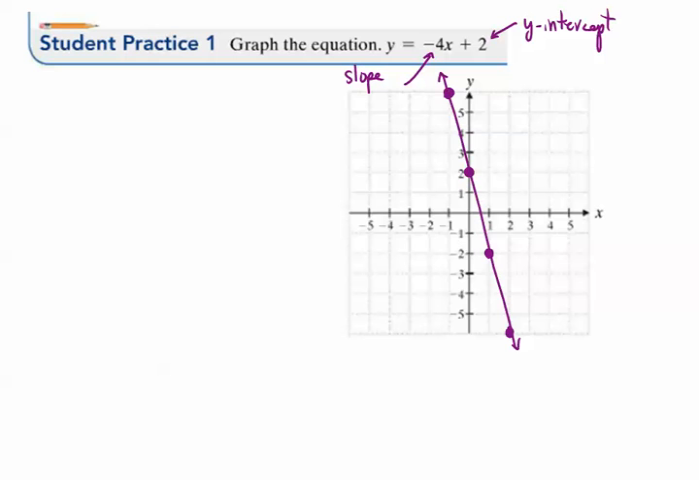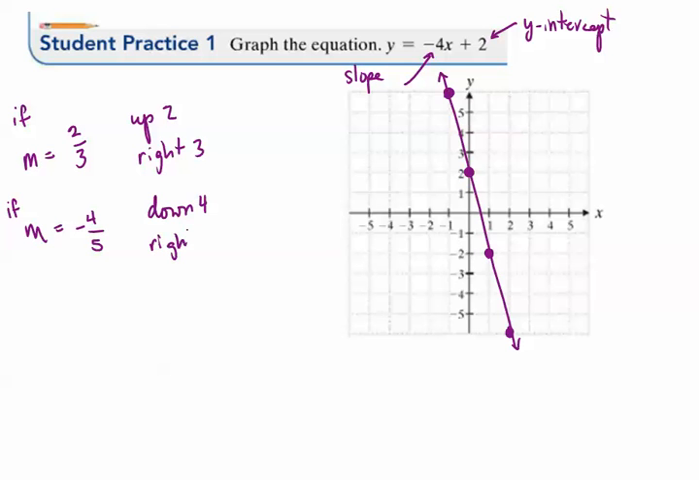All right, so this is an example of how we're going to go about graphing equations that are in slope-intercept form. Now we haven't looked at an example where our slope is a fraction. When you have a fraction such as m is equal to 2 over 3, then that would be up 2, right 3. We always move from left to right. If m were equal to negative 4 over 5, we would go down 4, right 5.